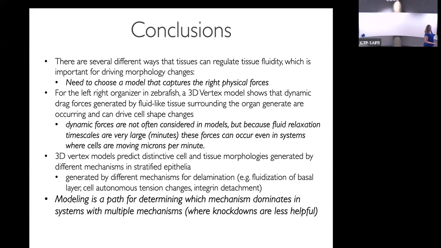There are changes to tissue fluidity that occur in embryos, and they're incredibly important, and they're well controlled in order to generate specific morphological changes. And I think that tissues can harness that fluidity to generate drag forces that they use to change their morphology in ways that are useful for their function. Okay. Thank you.